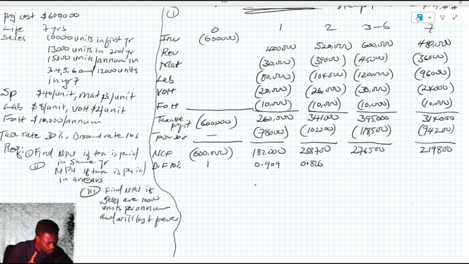AF. So in your annuity factor table, you're going to look for 10% at year 6. This is your AF, year 6 AF. 10% at year 6 is going to give you 4.355. This is for year 6.